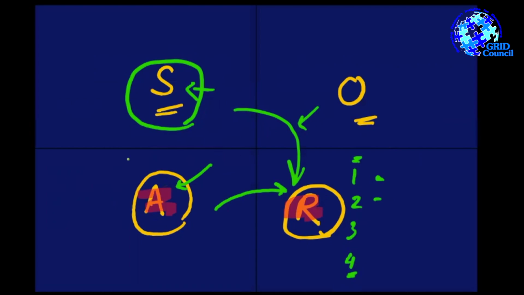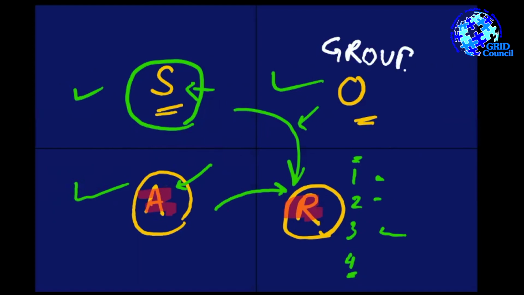The identification of strengths, opportunities, aspirations, and results is a group activity. So what we do is we convene a group meeting where we have the internal team members come up.